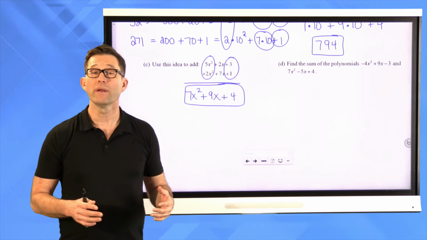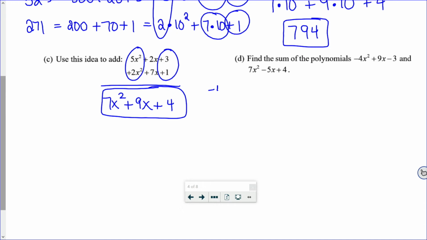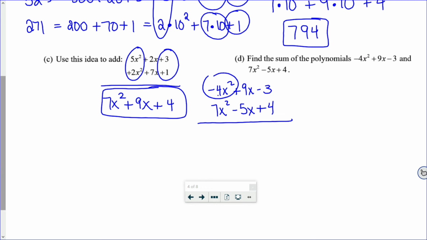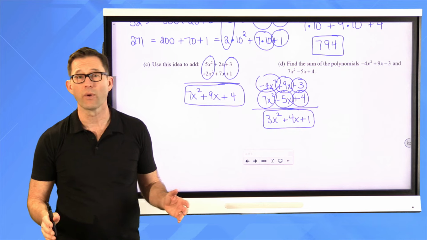All right, well, one way to do this problem is to stack the 2 polynomials vertically the way we did it right here. In other words, I can literally write out the first one, negative 4x squared plus 9x minus 3, and then 7x squared minus 5x plus 4. Right, when I add these together, I'm going to have negative 4x squared, positive 7x squared. When I add them together, I'll have positive 3x squared. Positive 9x plus negative 5x is positive 4x. And then negative 3 plus positive 4 is positive 1. Right, 3x squared plus 4x plus 1. That's one way to do it, right?